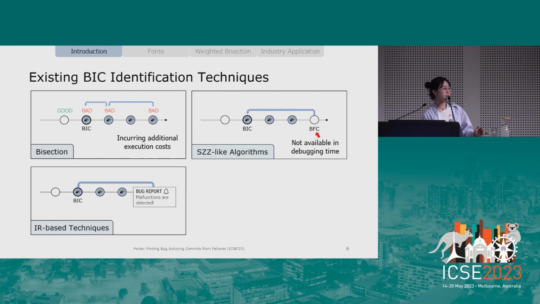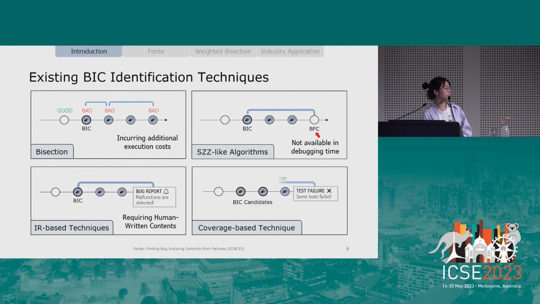The third one involves IR-based techniques such as Locus or FL-BERT that find the BIC by analyzing the lexical or semantical similarities between a given bug report and the commits. As they often rely on the human written contents in the bug report, if such contents are not available, this becomes less effective or even not applicable. The last one is the coverage-based technique that narrows down the BIC search space using the coverage of the failing test. So this is actually our previous work, so let me explain more about this work in the next slide.